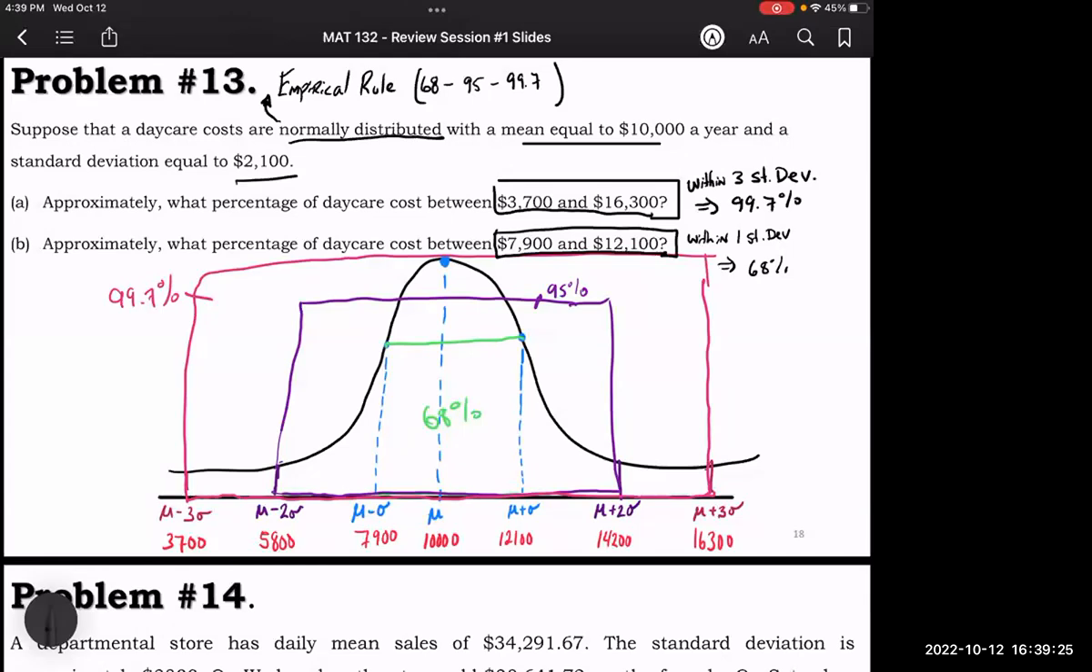All right, so problem 13 is the empirical rule. Please make sure that you read the way that the question is worded. I should mention that if you have your exam on MyLab, it will state to use the empirical rule. On an exam on paper, I think they would also state to use the empirical rule.